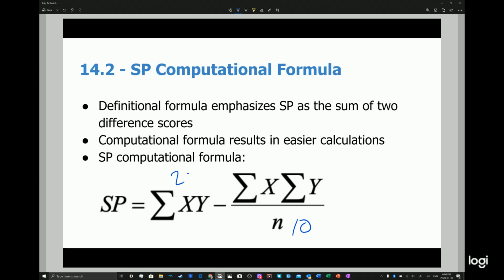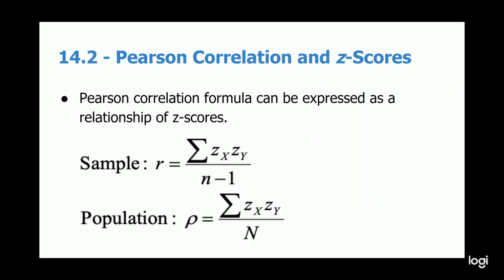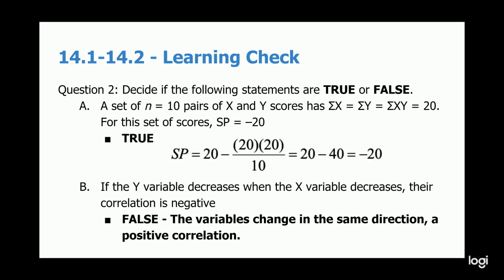All these values are 20. So you have 20 minus 400 divided by 10. Here you got 20 minus 40, and that is -20. So if you answer true for part A of the true-false question, you are correct.